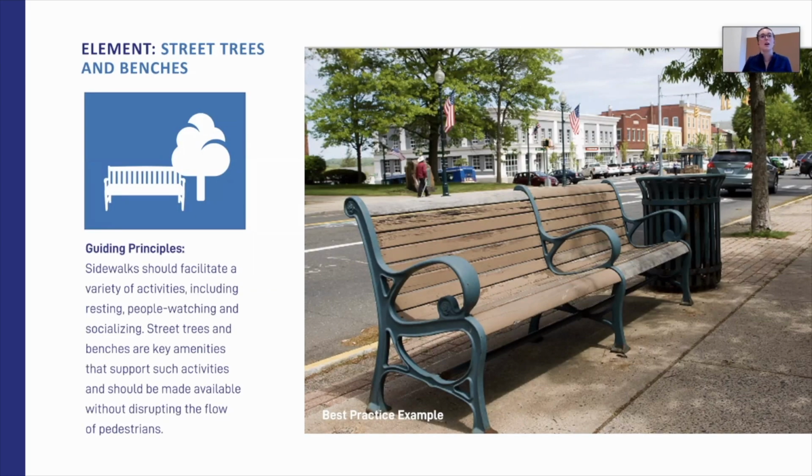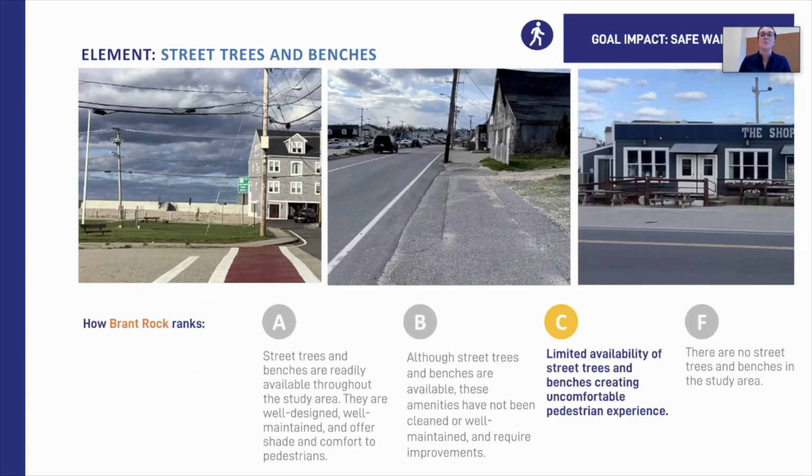The next public realm infrastructure indicator is street trees and benches. These types of indicators are great for providing amenities in a town center, particularly in Brant Rock, for those who are walking through, hanging out at the beach, or visiting nearby residences. They help to beautify a downtown. In Marshfield, in particular Brant Rock, you received a score of C, which means there are pretty limited amenities related to benches and street trees in the area.